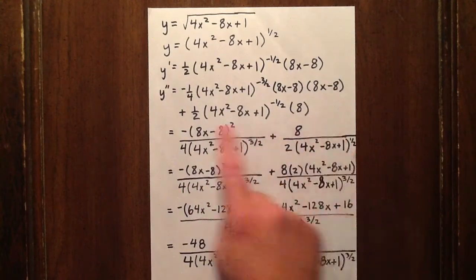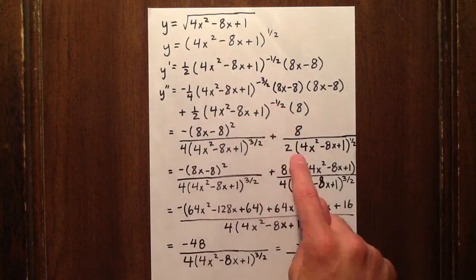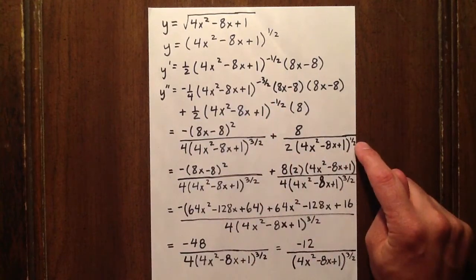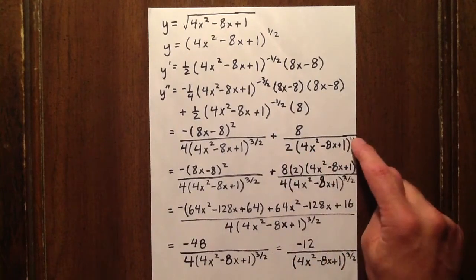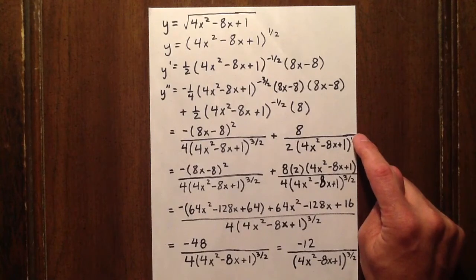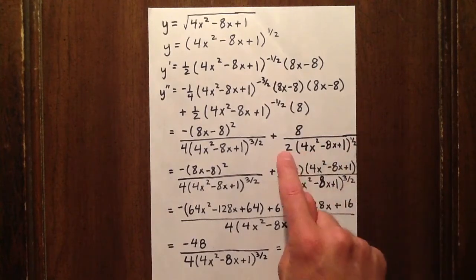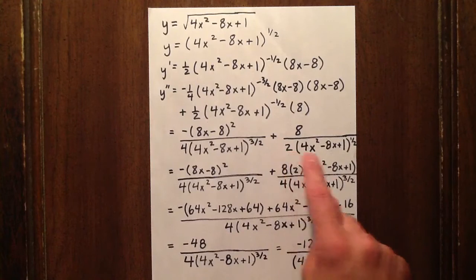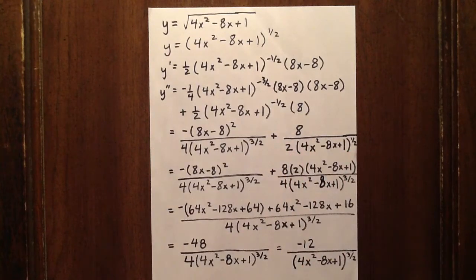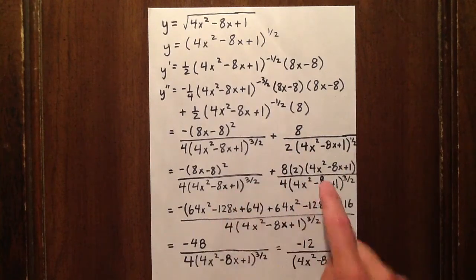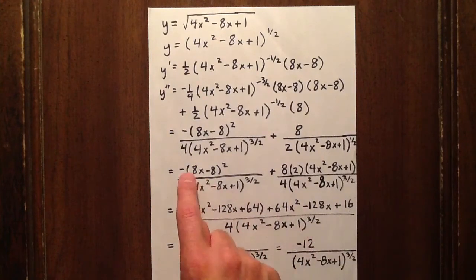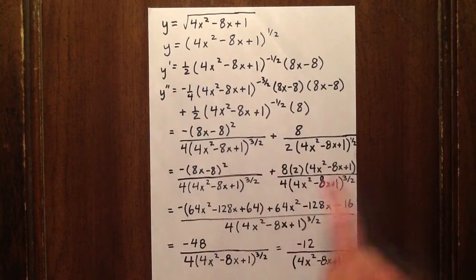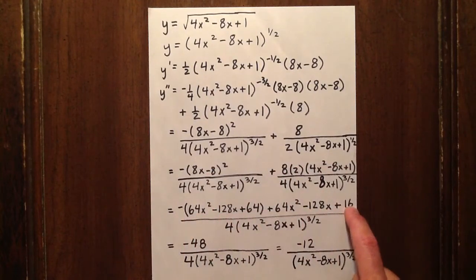We're going to add 8 over 2 times this expression to the positive 1/2. And we see that our common denominator in this case is going to be 4 times this expression to the 3/2. We can achieve that by simply multiplying the second denominator by 2 and by 4x squared minus 8x plus 1. We now have a common denominator, and so we use that as our common denominator, and we also expand our numerators and bring everything together in one term.